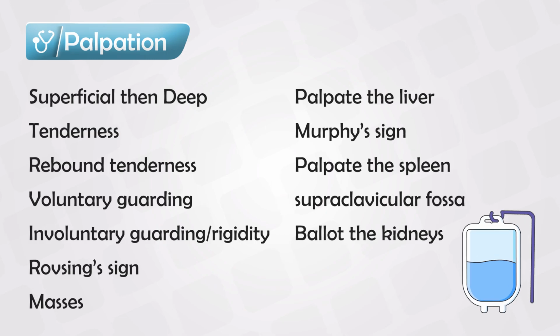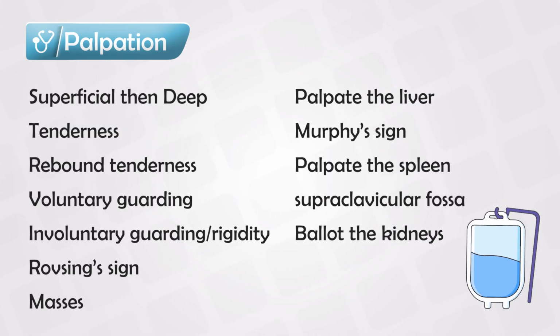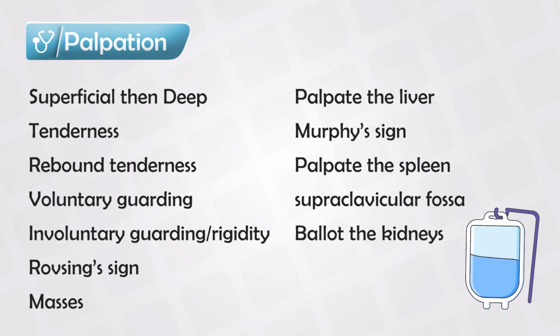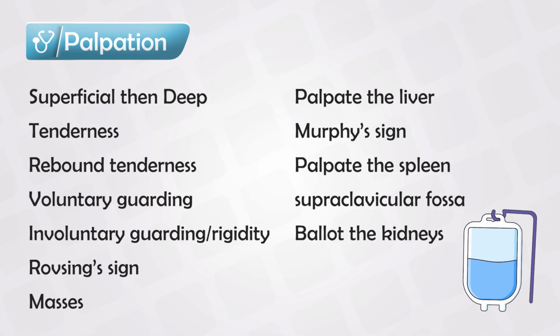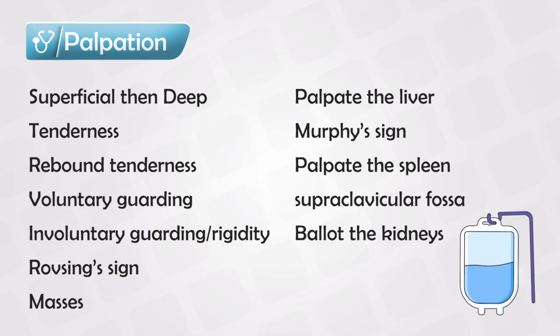Do the ballottement of the kidneys by placing one hand in the patient's right flank or left flank, and then make a fist with your other hand and gently hit your hand on the patient. If this produces pain, this can be a sign of renal infection like pyelonephritis or renal stones.